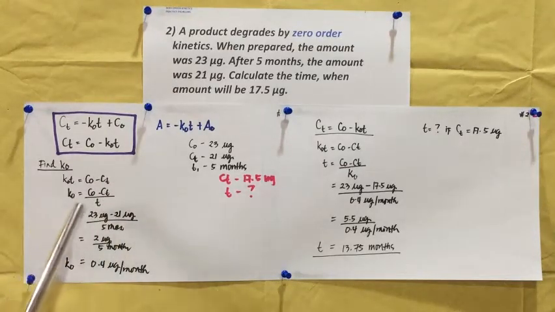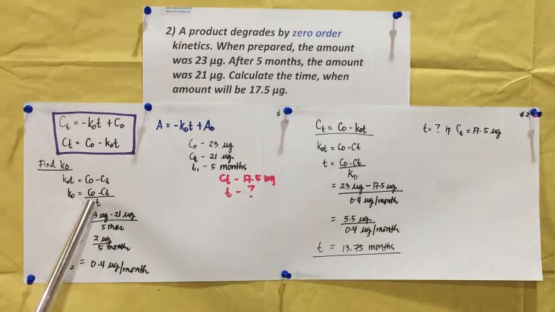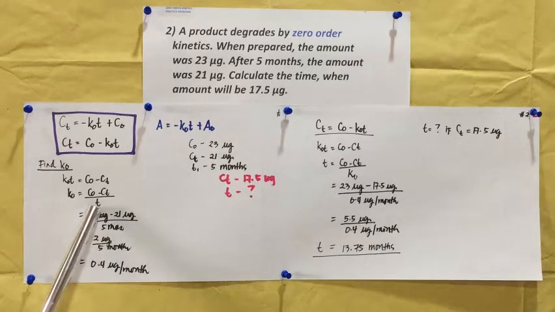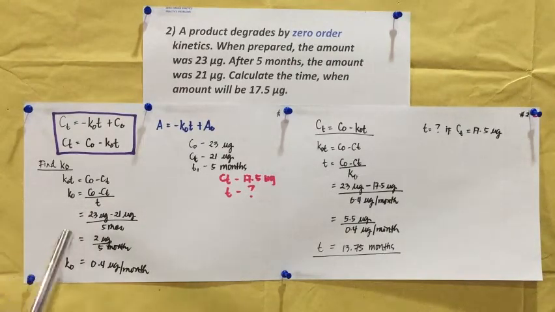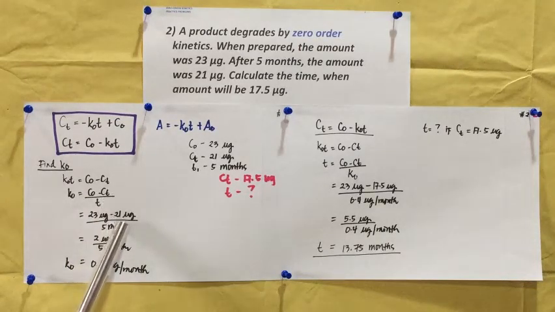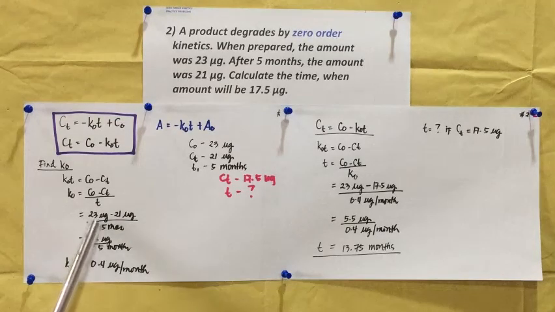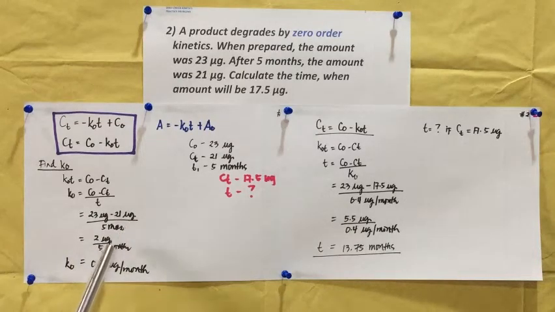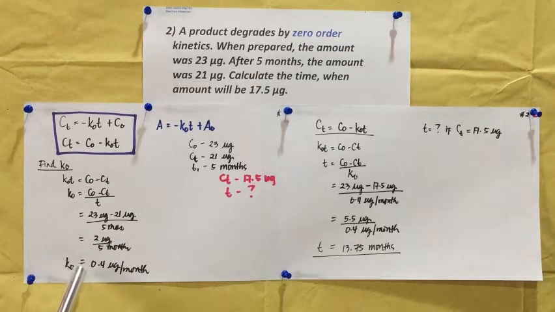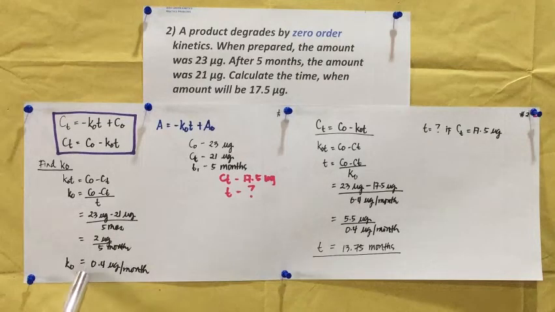Since we're only trying to know KO, KO is equivalent to CO minus CT divided by T. Let us substitute. CO is 23 micrograms minus the CT, which is 21 micrograms, divided by the time, which is 5 months. So 23 minus 21 is equivalent to 2 micrograms divided by 5 months. So our KO is equivalent to 0.4 microgram per month.